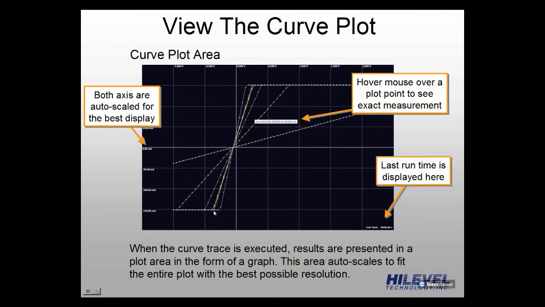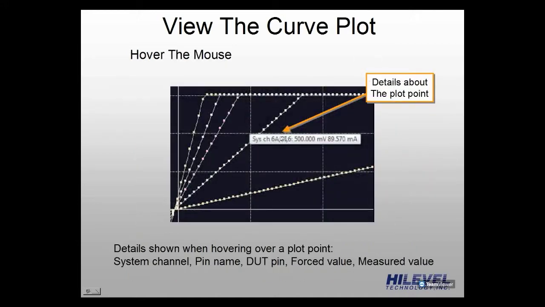If you want to quickly see exact values, simply hover the mouse over one of those points and an information box appears. It displays the system channel, the pin name and .pin number, and then the force value and the actual measured value.